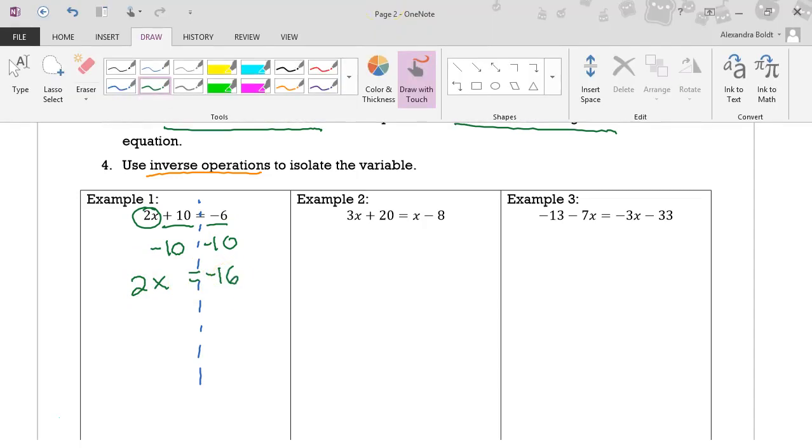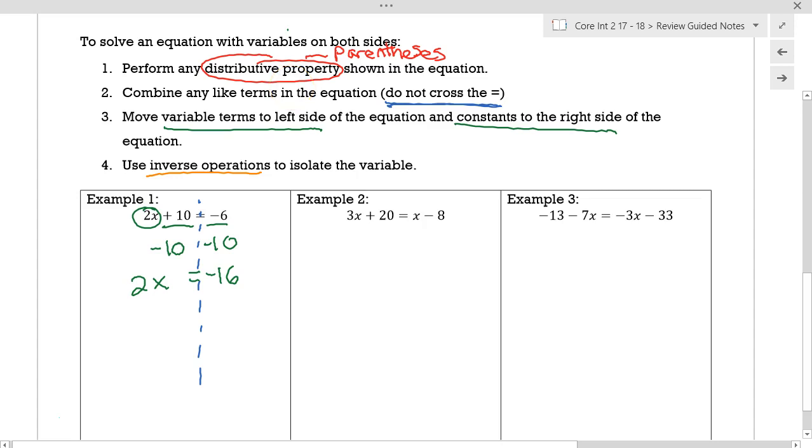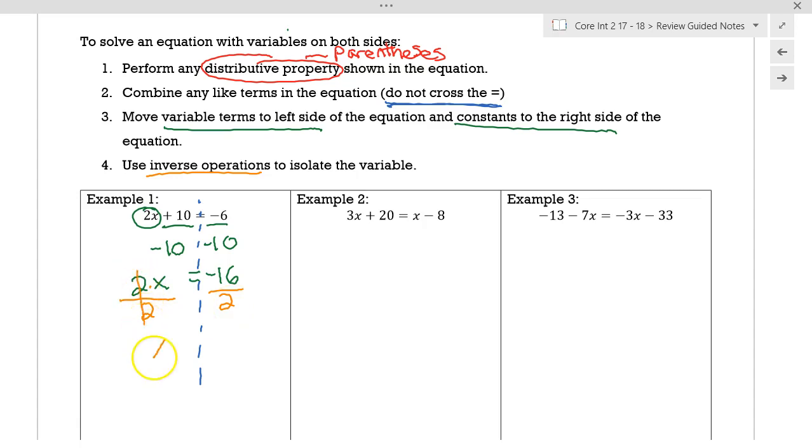My last step: use inverse operations to isolate the variable. Remember, anytime you have a number next to your variable, that coefficient is really being multiplied. This is 2 times x. The opposite of multiplication is division, so I'm going to divide by 2. 2 divided by 2 is just 1. I'm left with 1x equals negative 16 divided by 2, which is negative 8. Always, especially for bigger numbers, use a calculator to help you out with some of that multiplication or division.